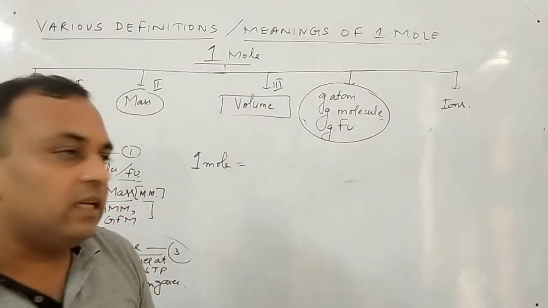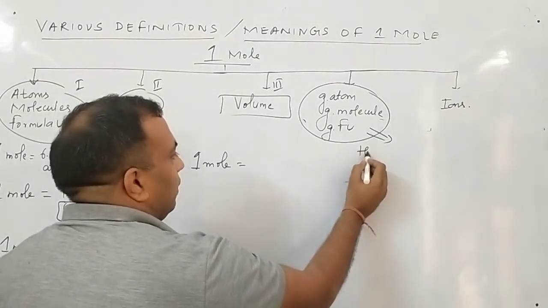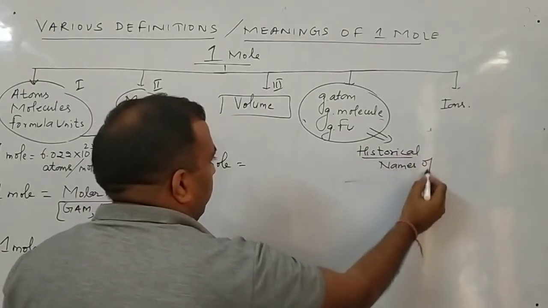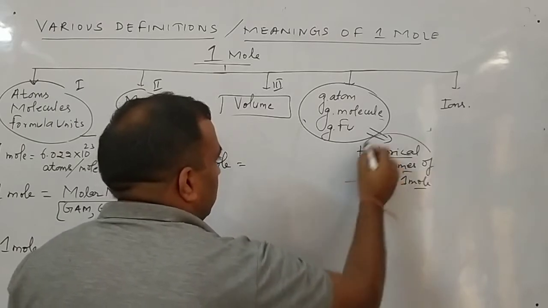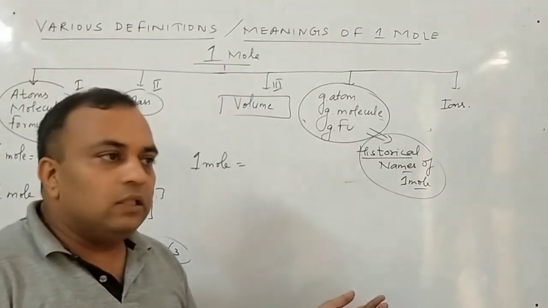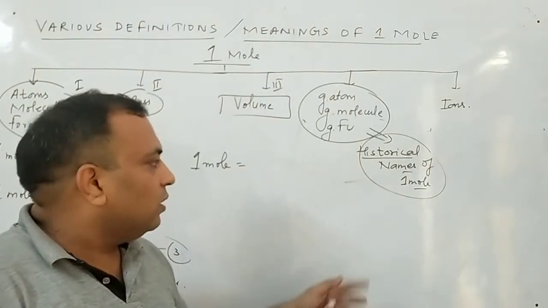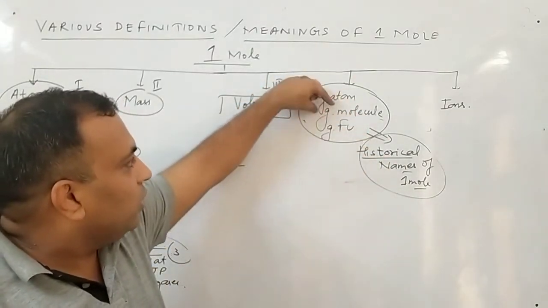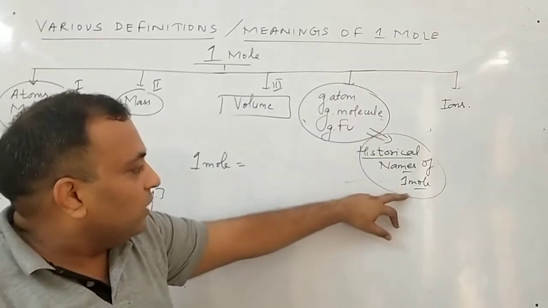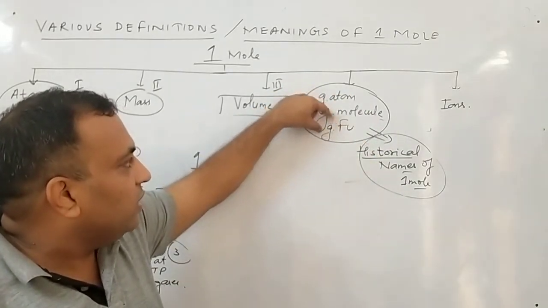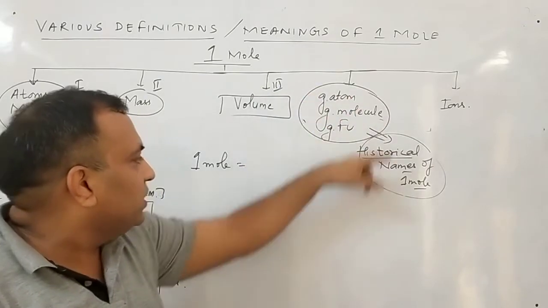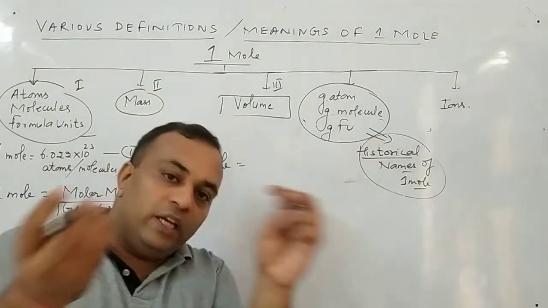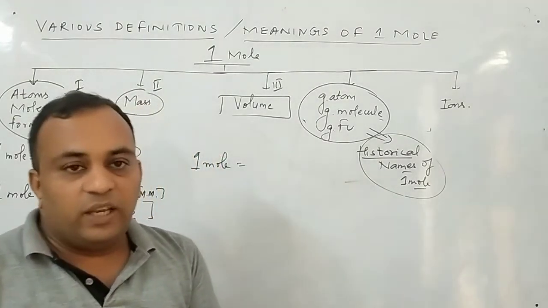Remember, in my previous lecture I told you that these are the historical names of 1 mole. Clear? In the previous period when mole was not discovered, 1 mole in case of atom was said to be 1 gram atom. 1 mole in case of molecule was said to be 1 gram molecule. 1 mole in case of ionic compound was said to be 1 gram formula unit. So what will I do? I simply put this equal to 1 mole because these were the historical names of moles. We directly put them equal because the meaning of both is the same.